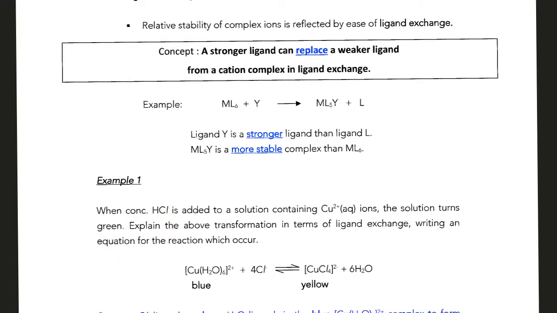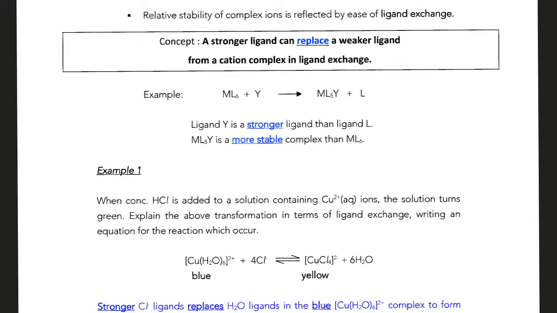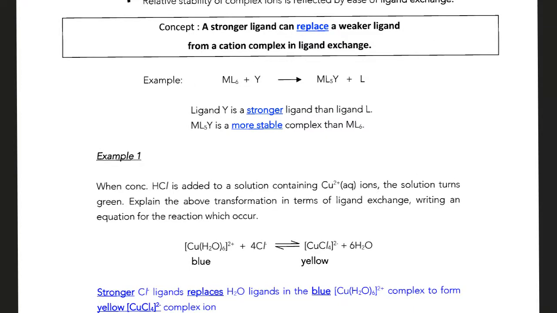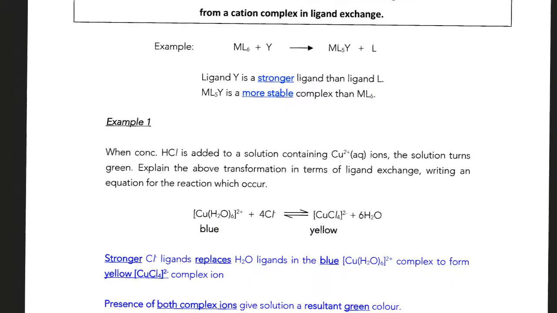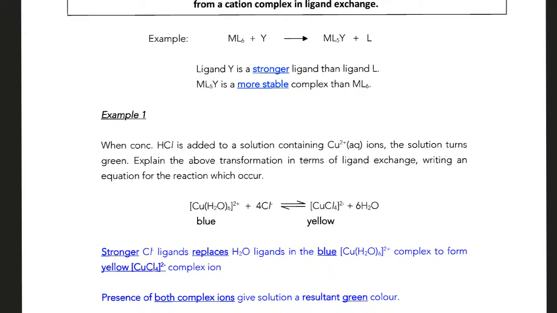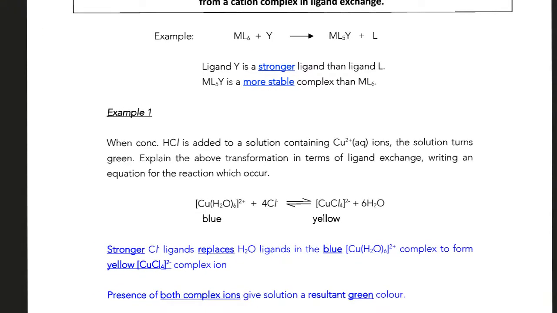turn green. Why does it turn green? The question tells you something that you previously needed to remember but now you don't: the copper chloride complex with 4 chlorides is yellow. Obviously, the green color is a mixture of the blue and the yellow. So how do you account for this? The Cl minus ions act as ligands to replace the water ligands. They are stronger ligands than water, so they form this yellow complex. And the presence of both the blue and the yellow gives you the resultant green color.